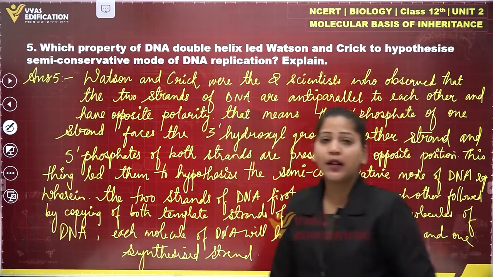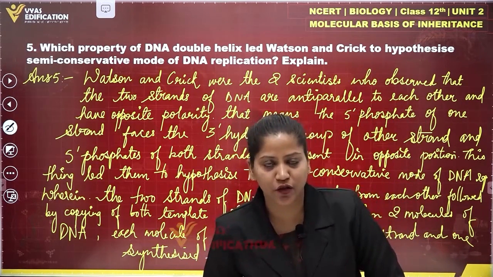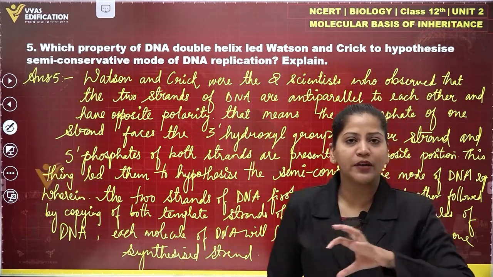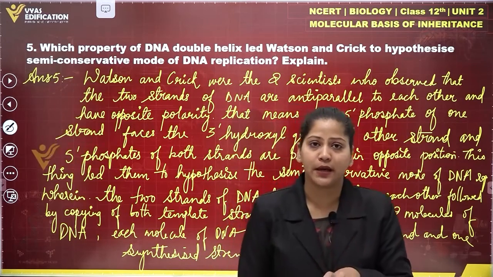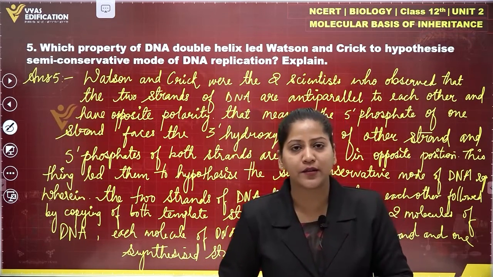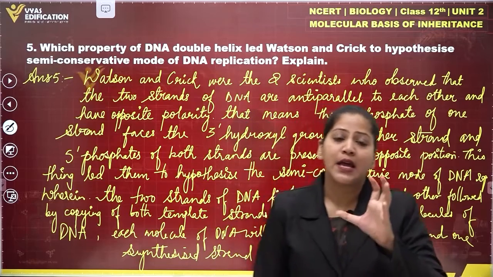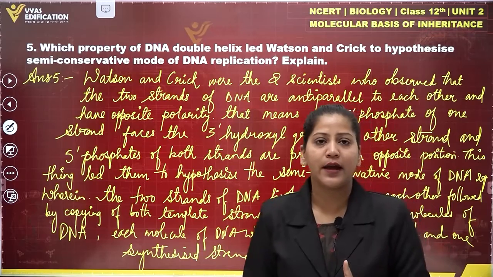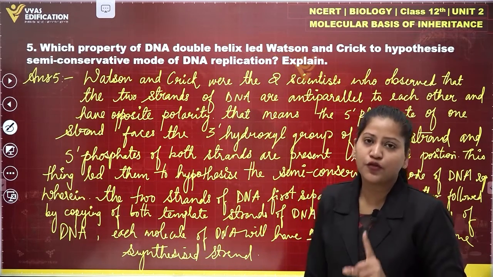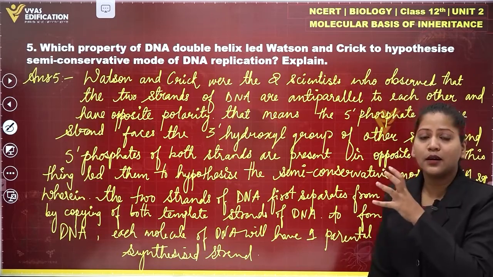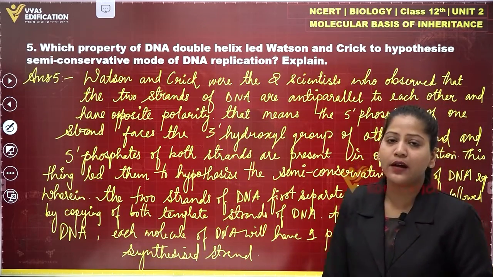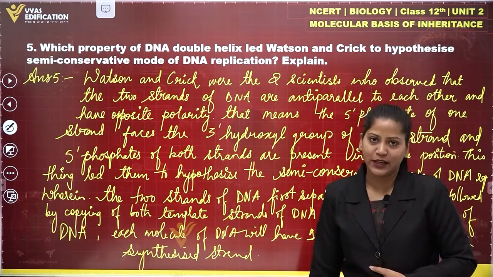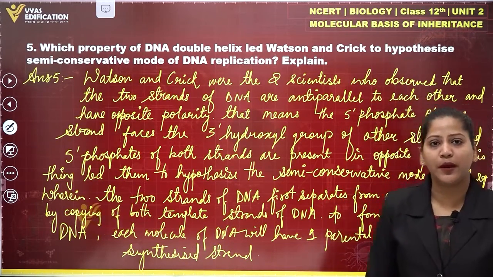This is why we call the DNA semi-conservative in nature, because during DNA replication, the two strands of DNA separate from each other, then they copy both the template strands to form two molecules of DNA. Each DNA molecule then will consist of one parental strand and one newly synthesized strand. This thing led the scientists such as Watson and Crick to hypothesize the semi-conservative nature or mode of DNA replication. So this is the complete solution of question number 5.